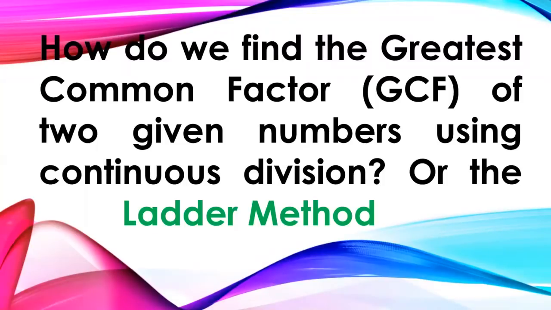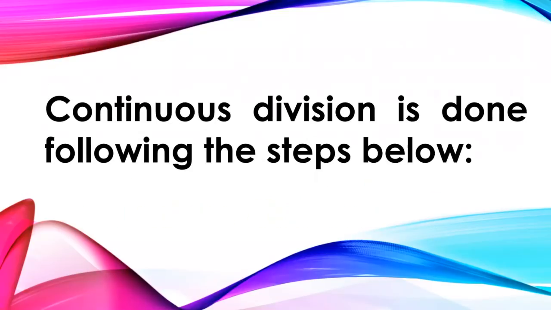So our lesson for today is how do we find the greatest common factor, or the GCF, of two or more given numbers using continuous division or the ladder method. Okay, so continuous division is done by the following steps.